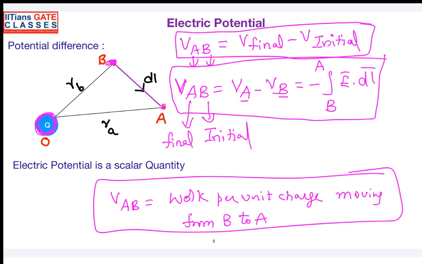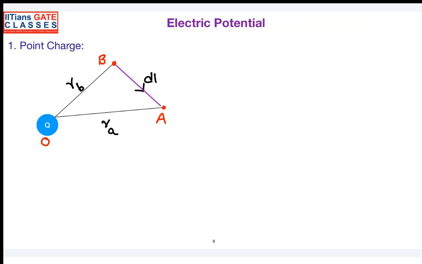Now we'll try to find out the potential difference in case of the different types of charges. First we'll go for point charge. There is a point charge located at the origin itself, right? In the presence of the point charge, there will be a difference in the potential. The potential at B will be different, the potential at A will be different. I need to find out the potential difference between A and B, that is VAB. This case I will try to explain.